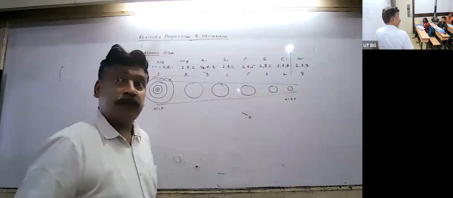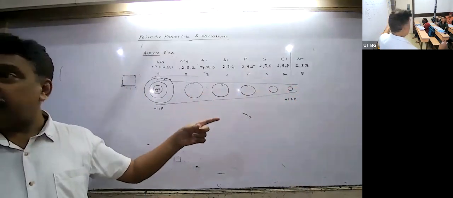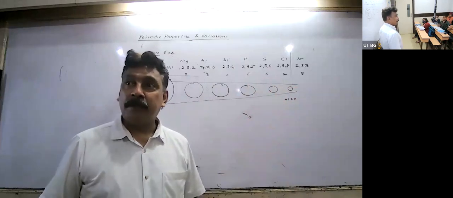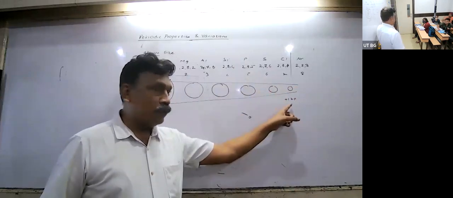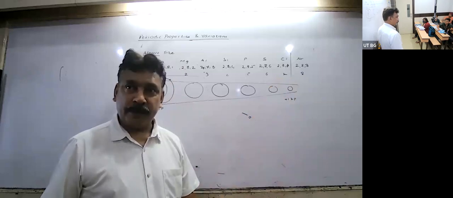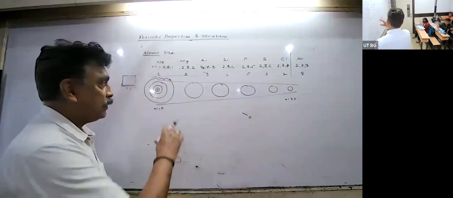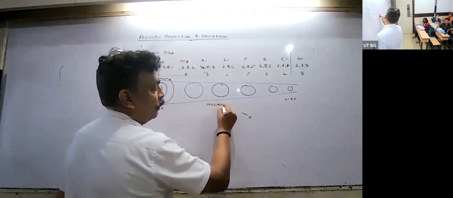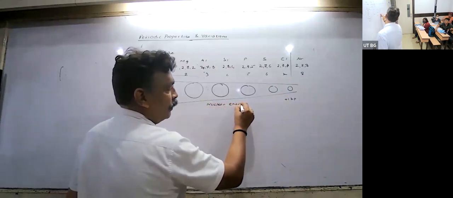You say, sir, if the number of shells is the same, the size should be the same. No. There is a difference in the number of protons from where the power is coming. The power from the nucleus, if it is more, definitely the size will shrink. Clear? Okay, and here the nuclear charge, which is also called atomic number, increases from left to right.